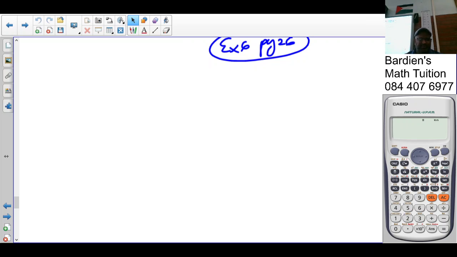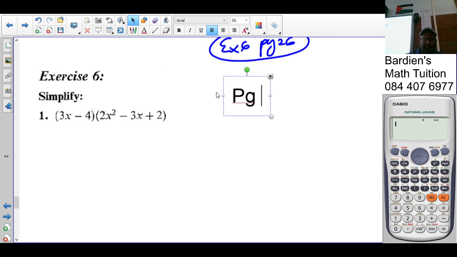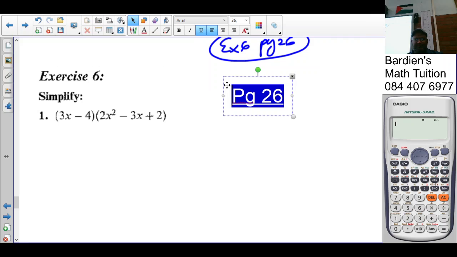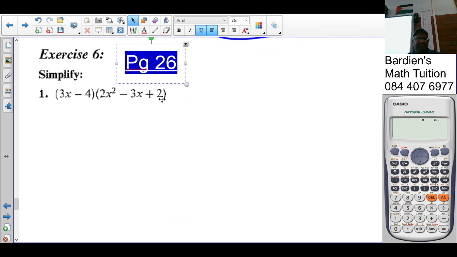Exercise 6 is on page 26. It's a very, very important exercise, or chapter in other words. As I said, it's going to form basics of many topics to come.